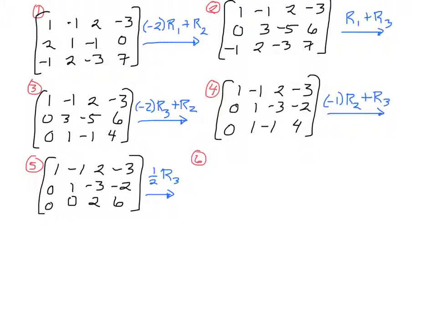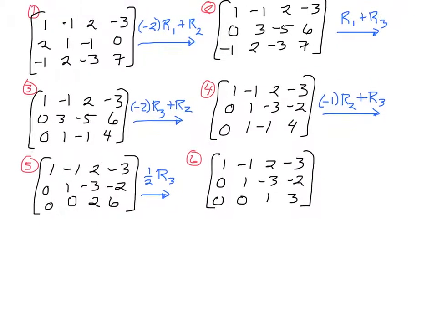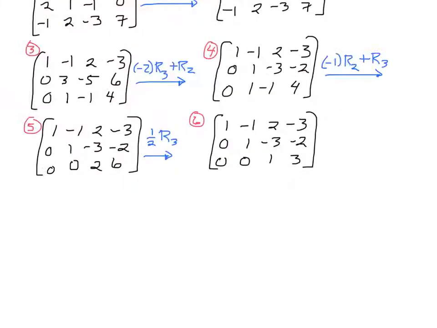The first row doesn't change: 1, negative 1, 2, negative 3. The second row doesn't change. And the third row, we're going to divide everything by 2. So we get 1 and 3. What's nice about this is that we can now move everything up, oh, of course not. So then our last step is to do substitution.